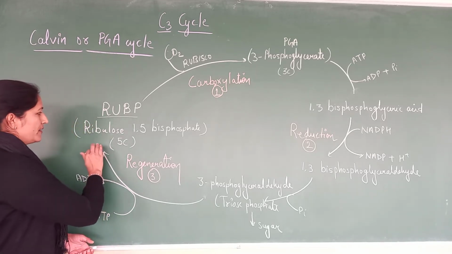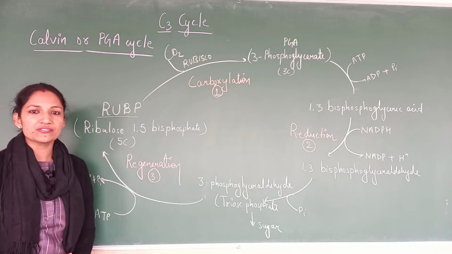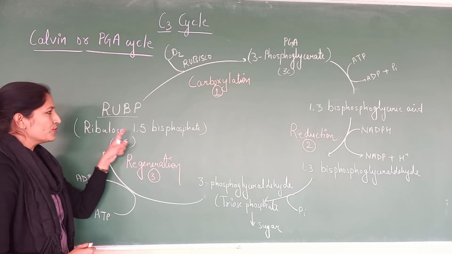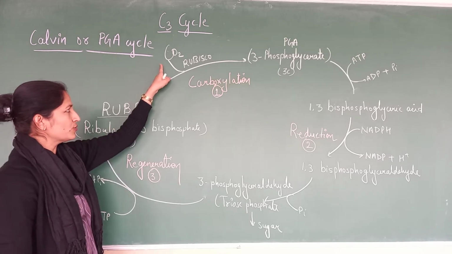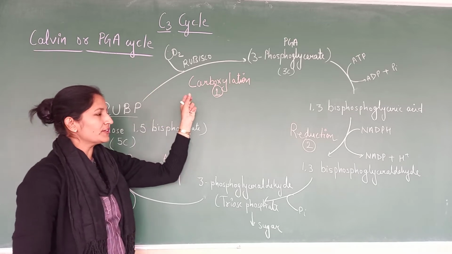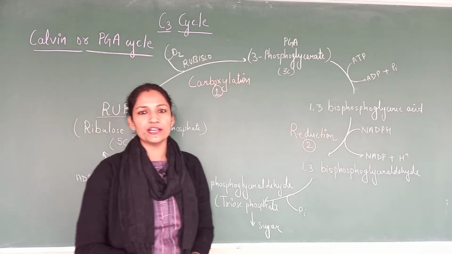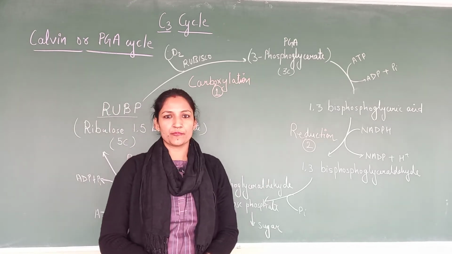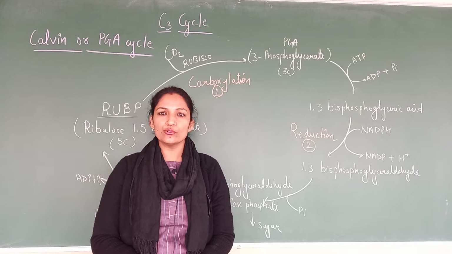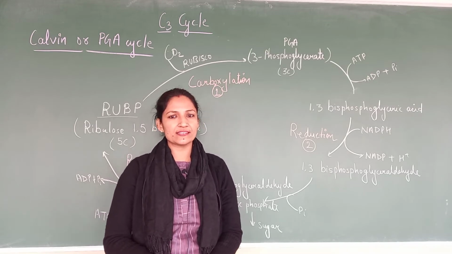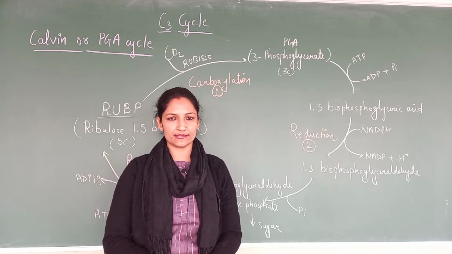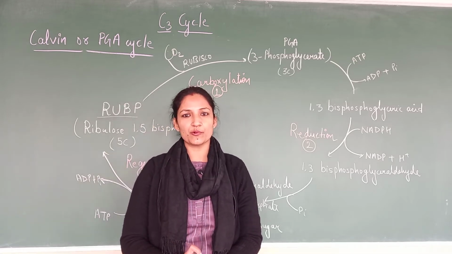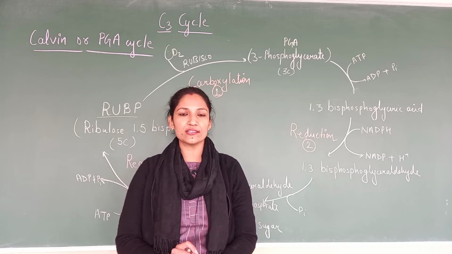This stands for ribulose 1,5-bisphosphate. This is a 5 carbon containing compound. This RUBP accepts the CO2 and it is converted into the first stable product, that is 3 carbon containing 3-phosphoglycerate. So this is going to make 2 molecule of phosphoglycerate or phosphoglyceric acid. As this 3 carbon compound is the first stable product, that's why this is C3 cycle.